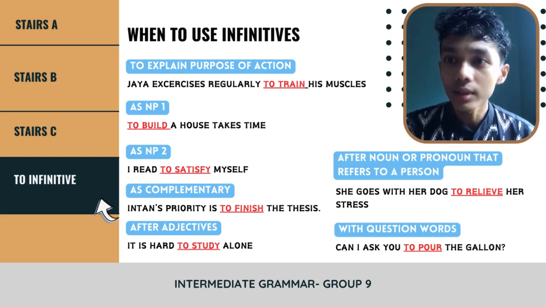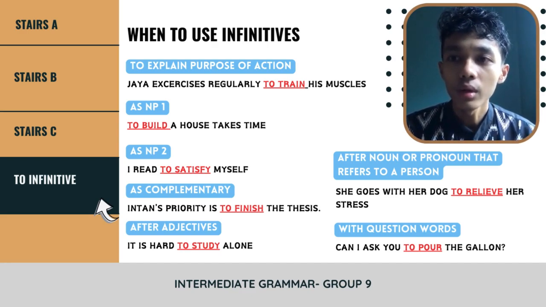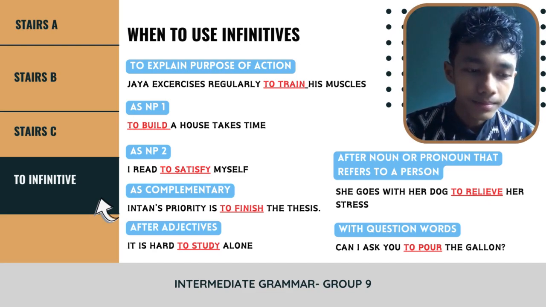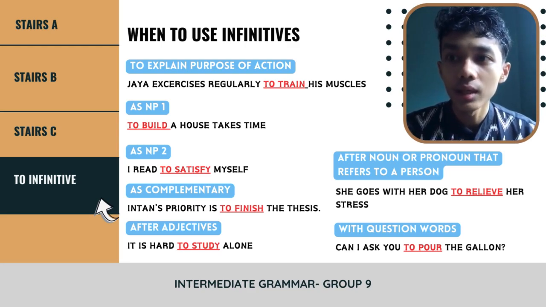Next one is after adjectives. It is hard to study alone. So hard is the adjective in this sentence, and to study alone is the adverb of manner in this sentence.